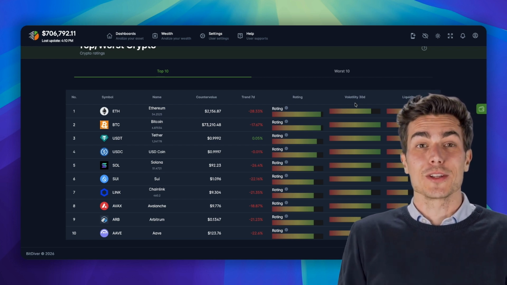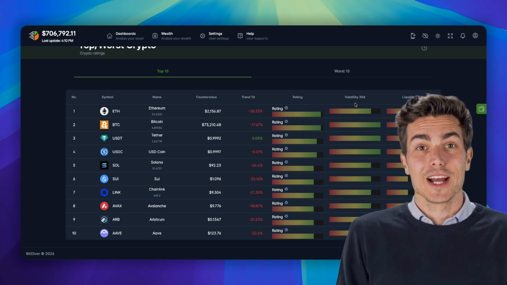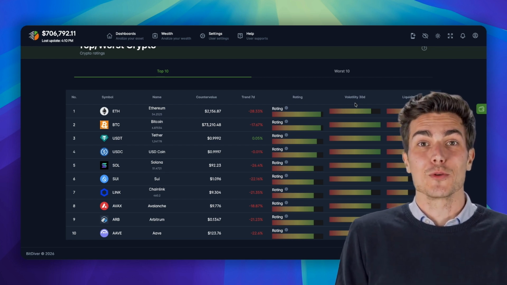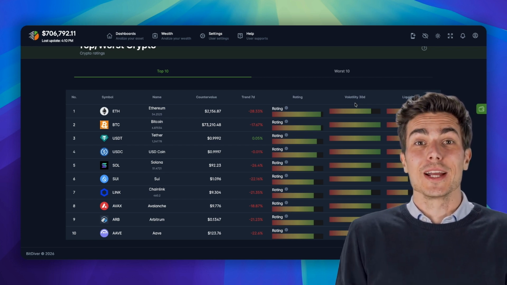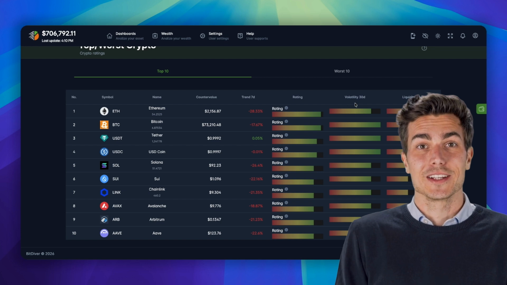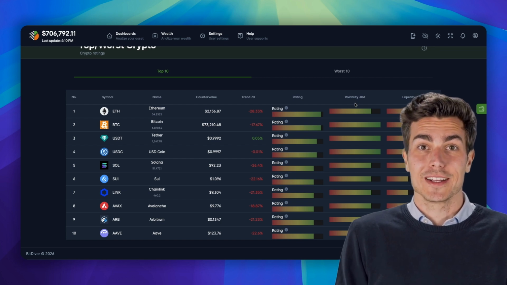In summary, the top and worst crypto ratings page offers you a clear overview of the cryptos with the highest and lowest ratings, of their recent performances, and of the main risk indicators. Use this information as support for analysis and as a starting point for more targeted insights.